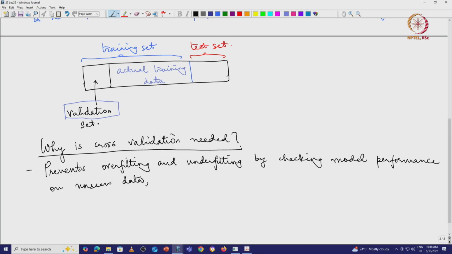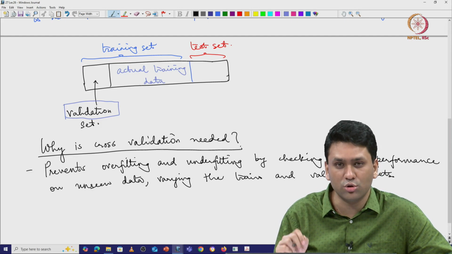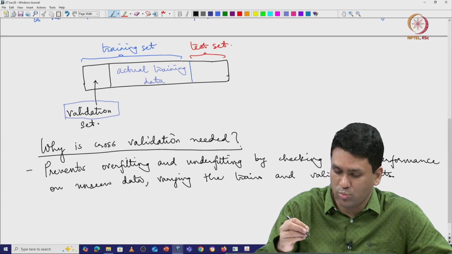varying the train and validation sets. So, it is not like you just use one validation set to understand how the model is working and therefore you just overfit to do well on that validation set. You take various validation and train sets and therefore you prevent overfitting and underfitting. So, it is very crucial when you deploy such models.